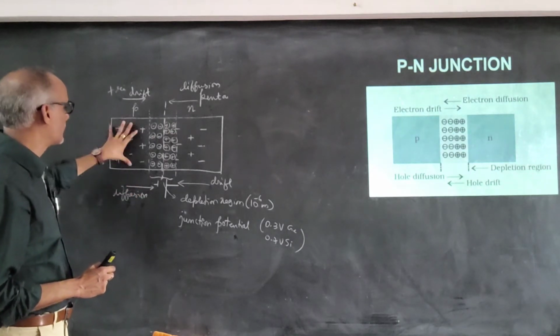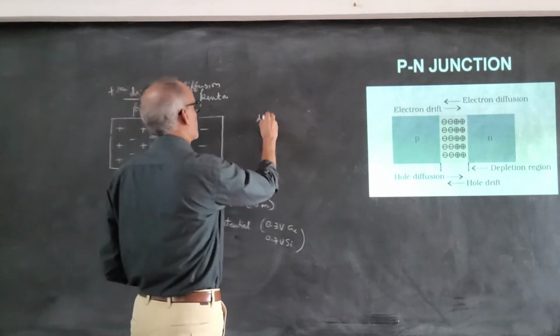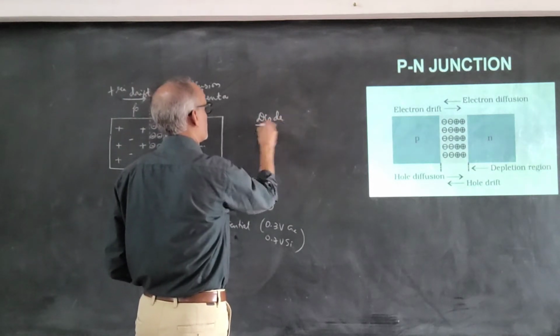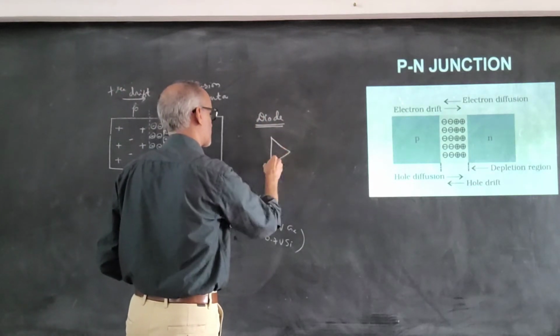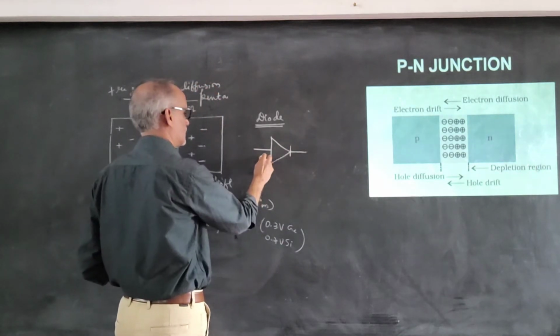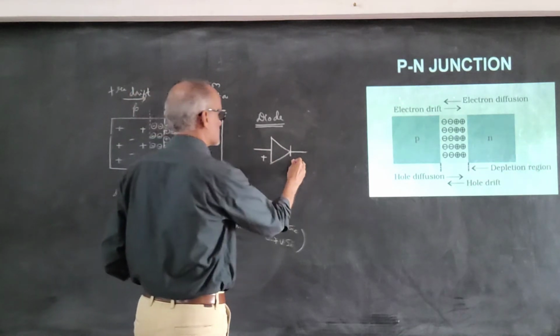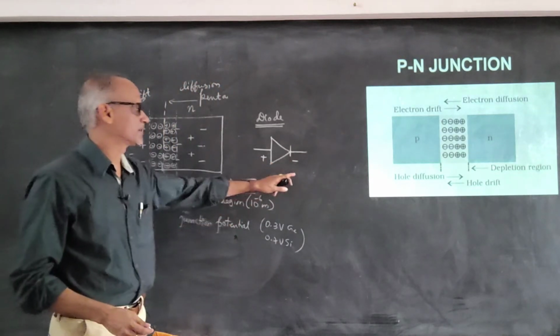This type of device, where one end is a P and the other is an N, is called a PN junction diode, which we represent like this. So this is the positive terminal and this is the negative terminal, or the positive end of the diode, and this is the negative end of the diode.